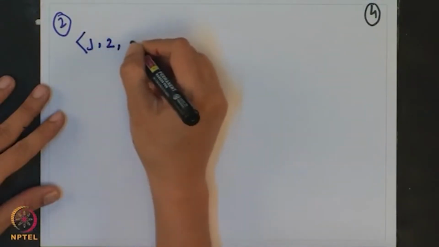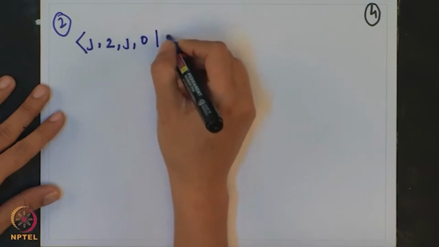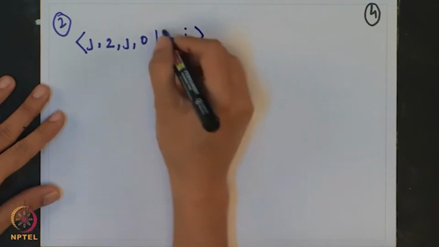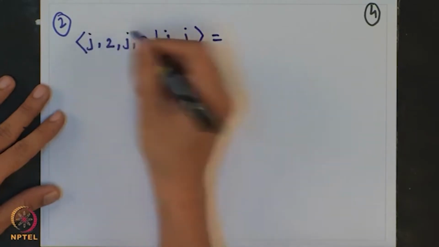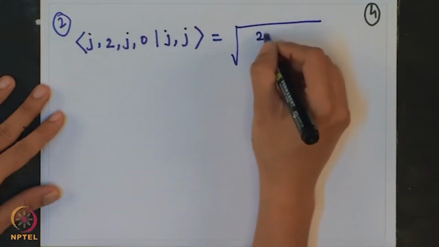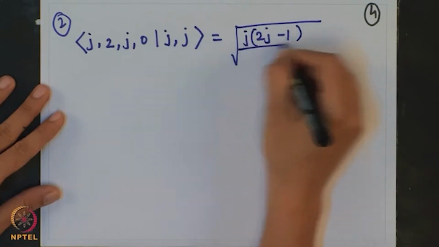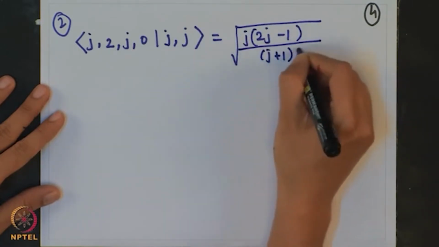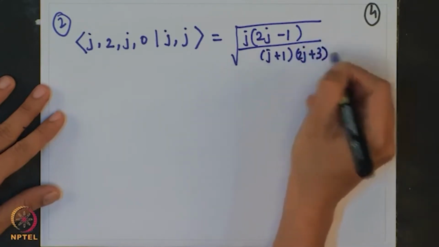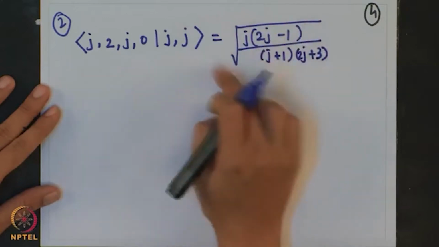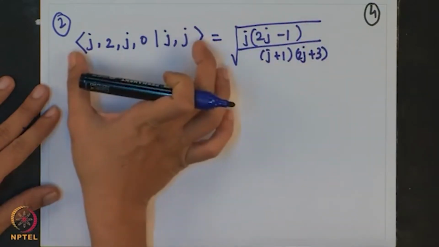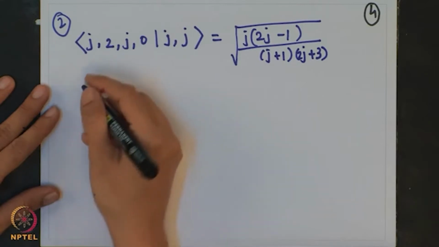In the second problem, in simple steps, you can do the second problem just by inspection. In the second problem you have j 2, j 0, j, j, this is given to you, and this is square root of 2j, j into 2j minus 1 upon j plus 1 into 2j plus 3. This is given to you. This quantity is 0.